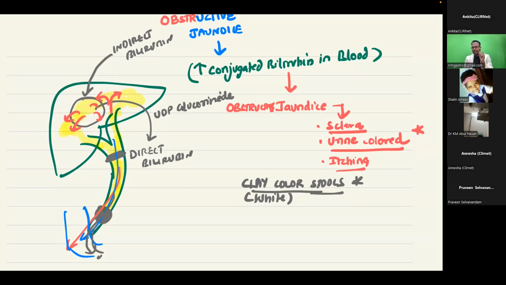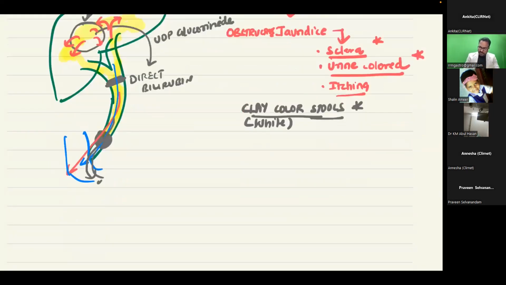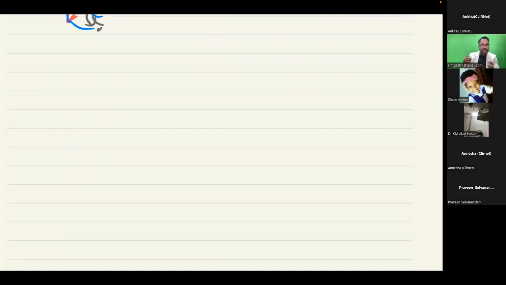So the very important cardinal features are jaundice present in the sclera, under the surface of the tongue, everywhere in the body you can have a yellowish tinge. High colored urine, itching is present, and clay colored stools are seen. You should not forget all these findings are seen in obstructive jaundice patients.